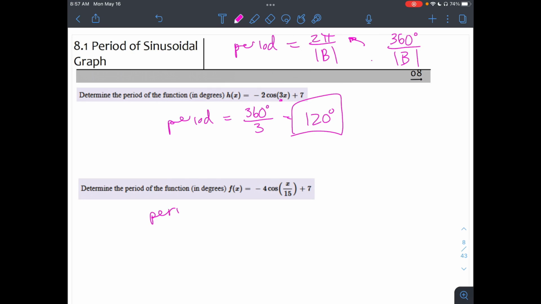And for the second example, the period is equal to 360 degrees divided by our multiplier here, 1 over 15, which we can work with by multiplying by the reciprocal. 360 times 15 will give you 5,400. And so that would be your period.